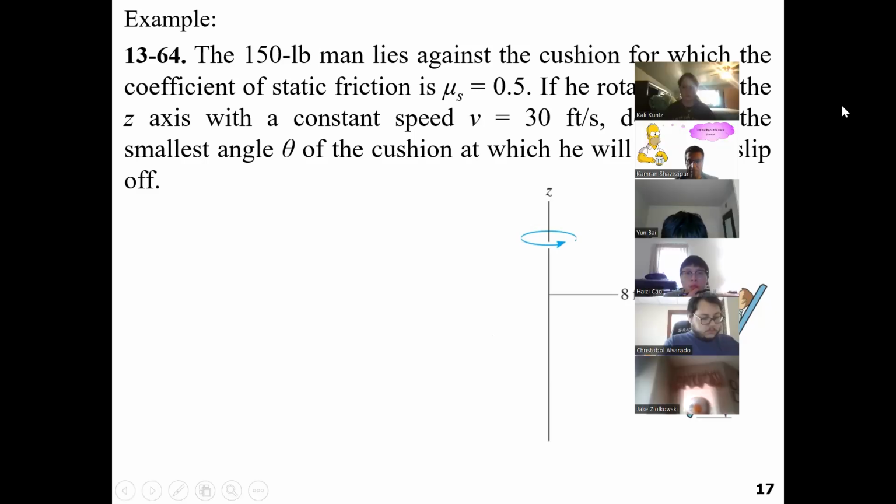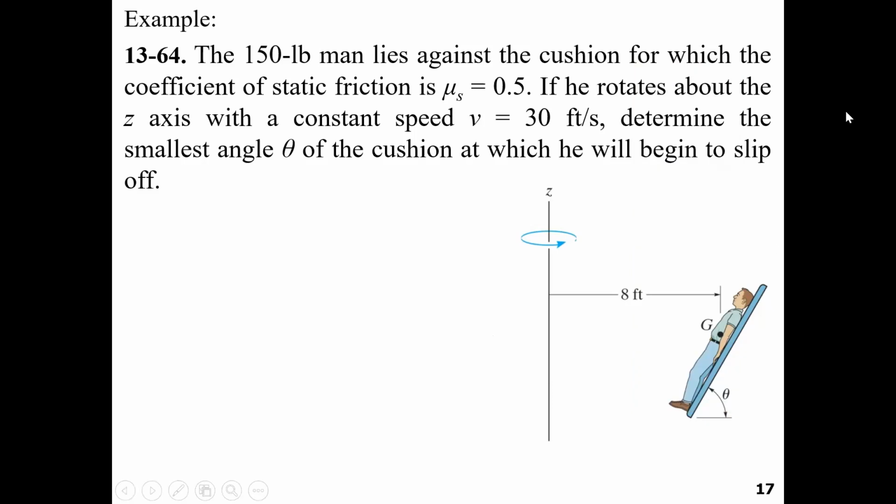Can you visualize that? If it goes too fast, this is going to go off. If it goes too slow, and this is vertical, the guy is going to fall down. So here it's critical to have the friction in a proper way. So it says he will begin to slip off, so he may go off from here, right? At a certain angle, we want to find that angle.